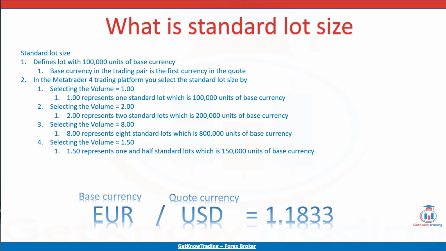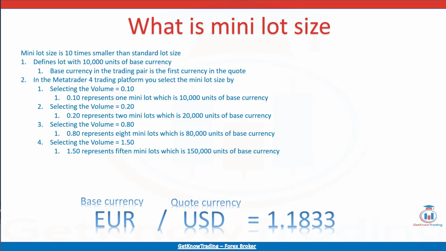Earlier I said that the base currency is the first currency in a currency pair. In the image before, you have seen the drop-down menu with lot sizes, and there was a lot size equal to 1.00. That represents one standard lot. The last number you have seen is 8, which represents 8 standard lots.